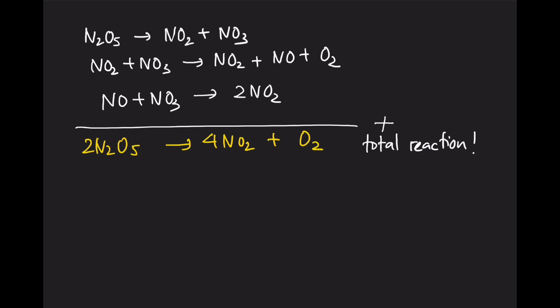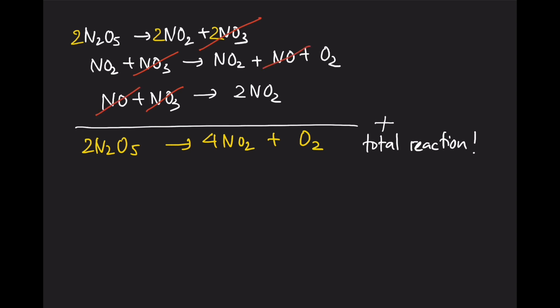So here we see that we have to multiply the first equation by 2. So then again we get 2N2O5, and after that on the right side we will get 4NO2 and 1 oxygen. And you can see that there are some substances that we will cancel out. Let me cancel it out in red so we can all see it quickly. It's going to be 2NO3, and the other one would be the NO.